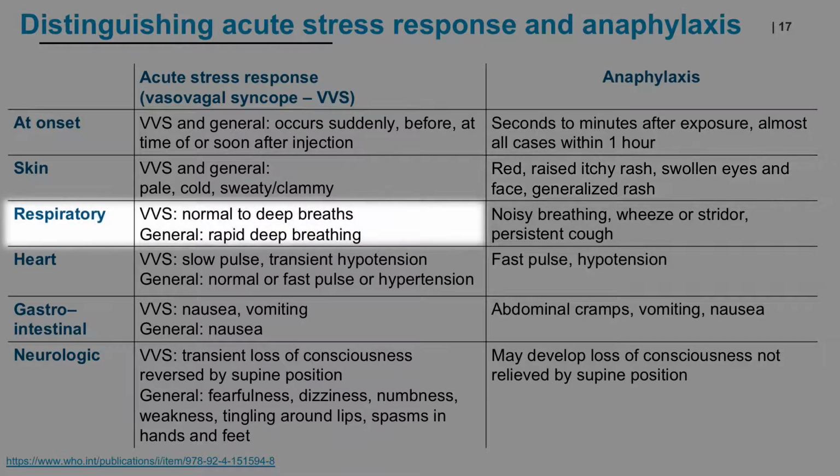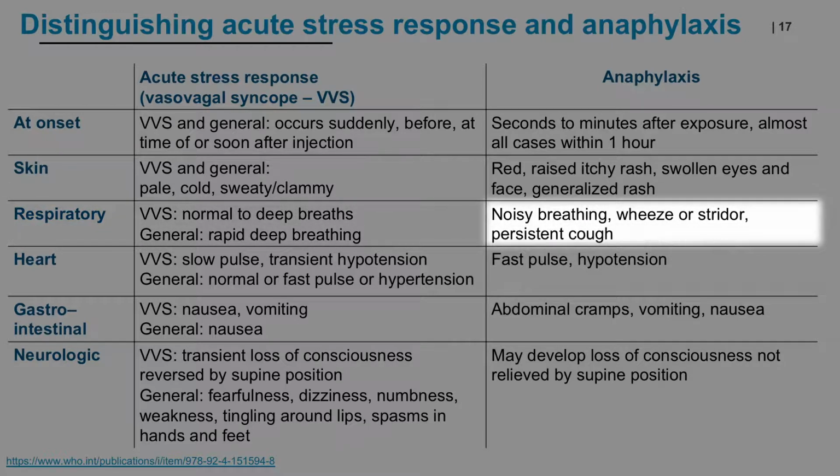When you look at the respiratory tract or the breathing, the vasovagal syncope person might manifest with normal or deep breaths. Sometimes there could be even rapid deep breathing. Whereas in anaphylaxis, there is very noisy breathing. There could be wheezing or stridor, which is actually difficulty in pushing the air outside. There could be persistent cough.